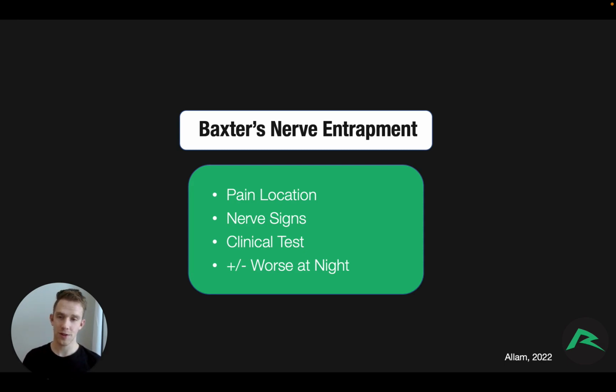You'd expect some nerve signs like we talked about previously, as well as sharp radiating pain along the course of this nerve. Clinical tests, again, you have TNELS, which you would do more at the medial aspect of it, and then you may expect this pain to be worse after activity and often at night.